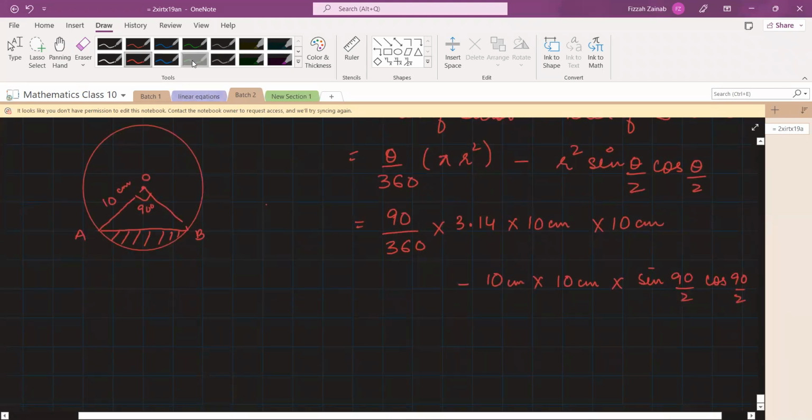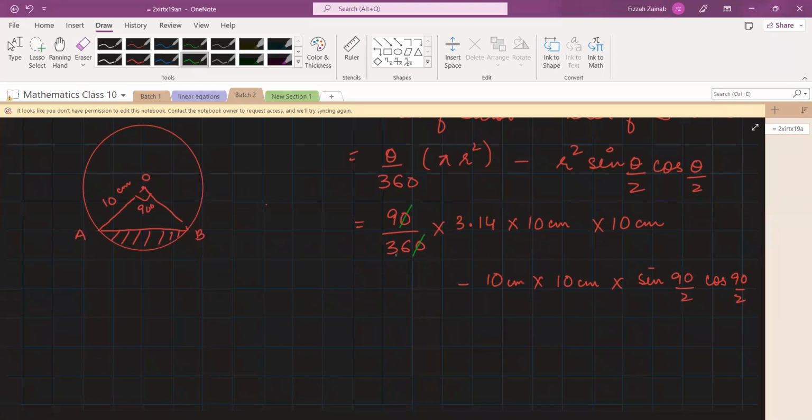Yes. Okay. So the 10 cancels out, and 9 into 4 is 36, so this becomes 1 upon 4. Now I remove the decimal, so it is 314 divided by 100. Clear? Into 10 into 10. Okay, minus.